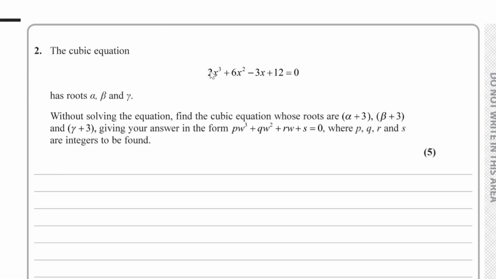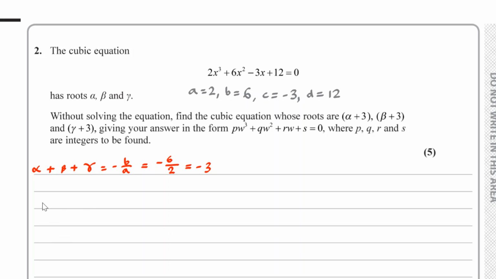Okay, first of all, from here we can state the values of a, b, c and d. a is equal to 2, b is equal to 6, c is equal to minus 3, d is equal to 12. We can now find out what alpha plus beta plus gamma is. That's equal to minus b over a. So we have minus 6 over a. We divide this by 2, we get minus 3.